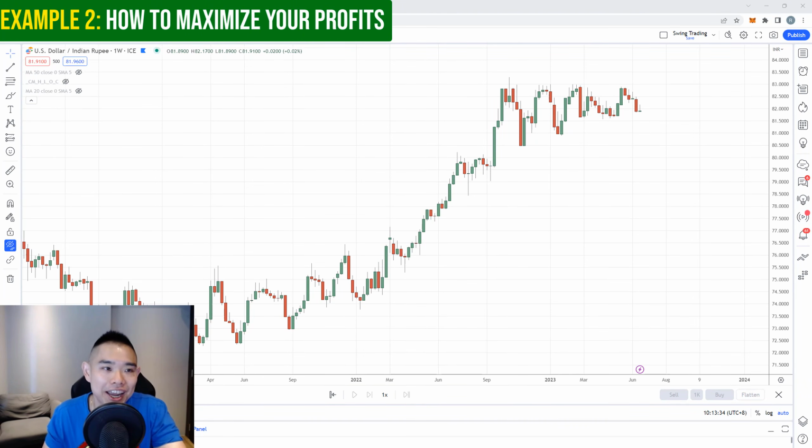So this is actually a weekly time frame. Dollar against the Indian rupee on the weekly time frame. I don't usually trade the weekly time frame, but you can see that the strategies that I'm sharing with you can be traded across different time frames.